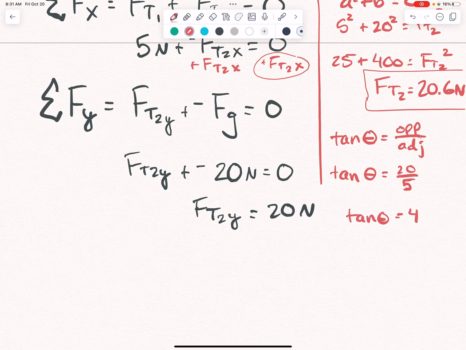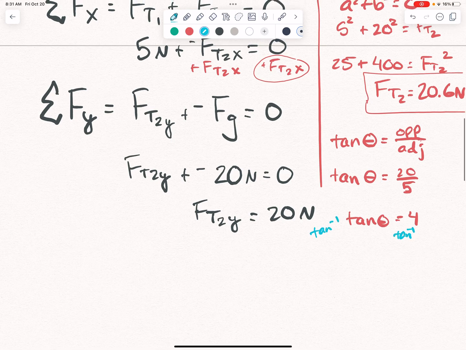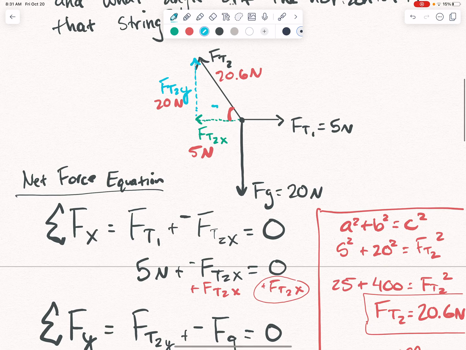Now, to solve that, I need to do an inverse trig function, inverse tan on both sides. So basically, tan negative 1 is the inverse of tan. That's going to get rid of tangent on that side, and I'll be left with theta equals. In my calculator, I have to write inverse tan of 4, and that gives me an angle of 76 degrees. So this angle is 76 degrees off the horizontal.